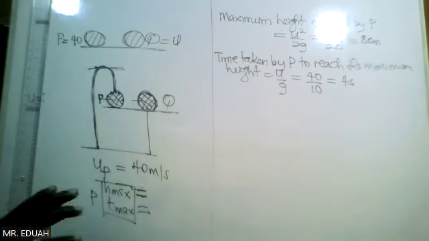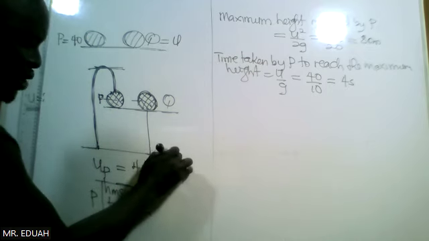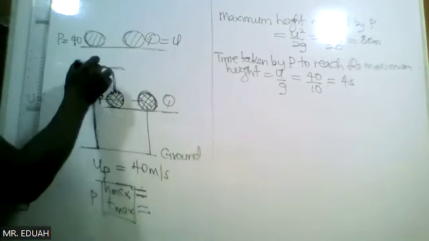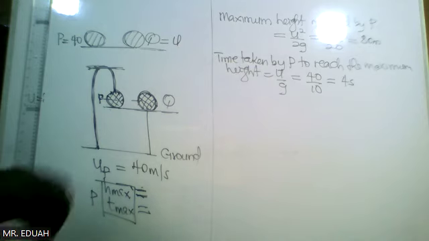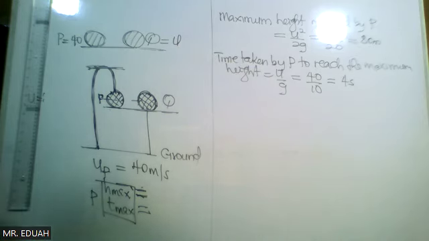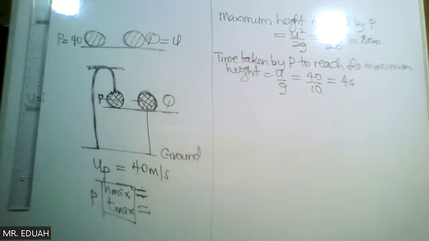Okay, so look at something. If P has to fall from the ground to the maximum height, then return back to the ground, what will be the total distance or displacement taken by P if it has to move from the ground, reach the maximum height, and fall back to the ground? 160 meters. So 80 times 2, or 80 plus 80.